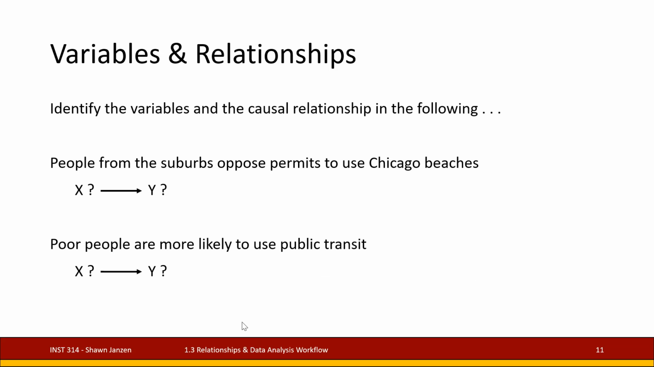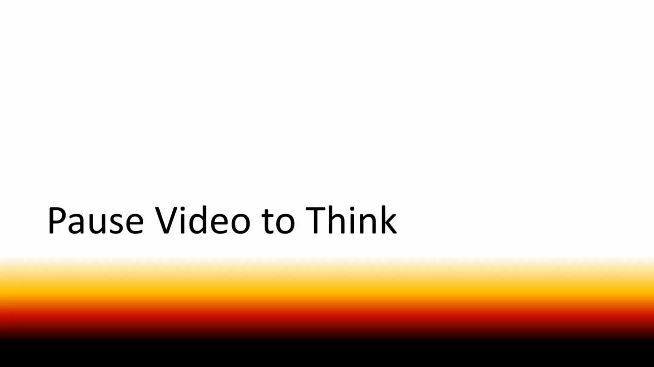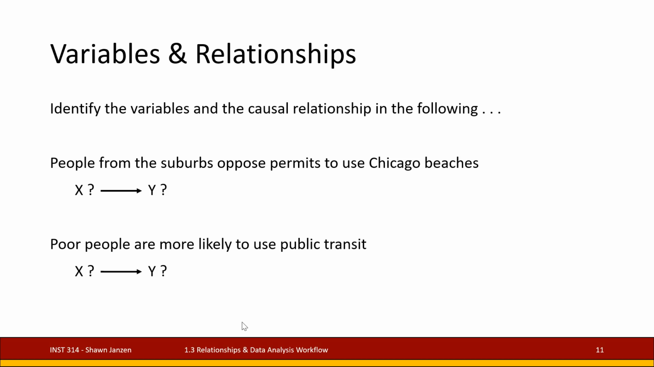So let's take a quick example here to think about the couple situations here. Identify the variables and the causal relationships between them. People from the suburbs oppose permits to use Chicago beaches. Which one's the X? Which one's the Y? How about poor people are more likely to use public transit? Which one's the X? Which one's the Y? Pause the video for a moment and think.